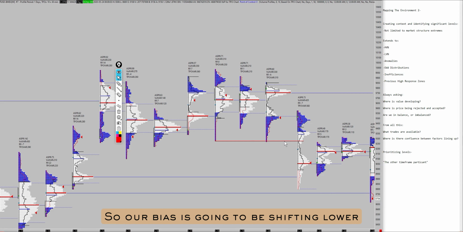So our bias is going to be shifting lower at this point. If we see that we're within a range for 7 days, in the case of this range, we've been slightly rising, and in the last 4 days, we've been pretty even within balance. If we're closing at the low end of value, our bias in this case is going to be shifting to the low end of the structures.